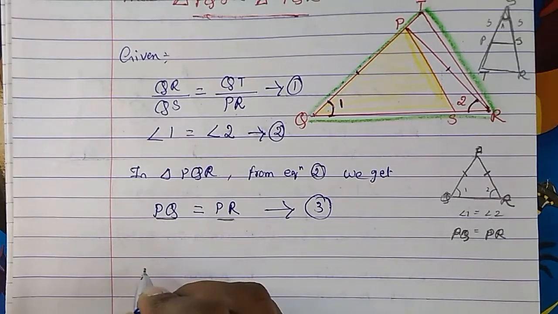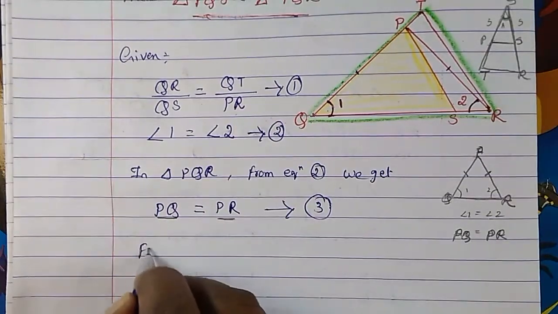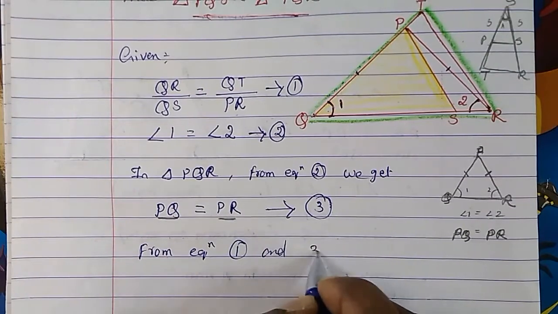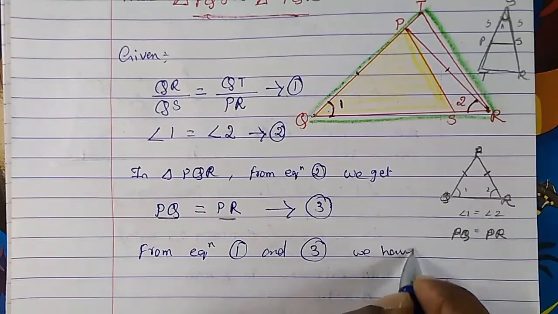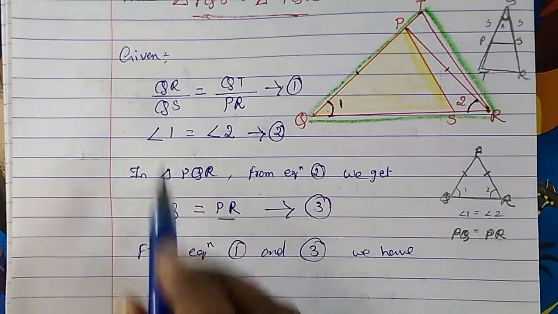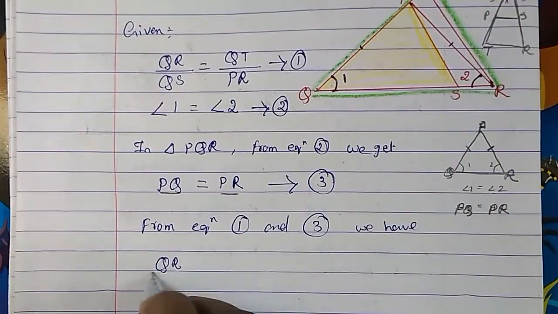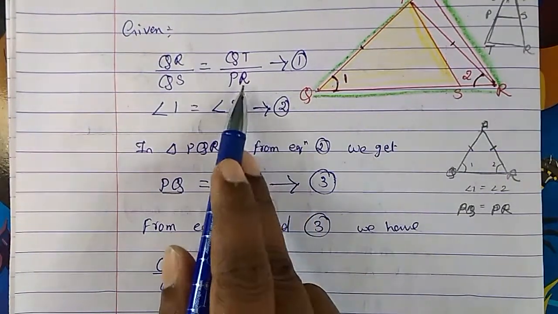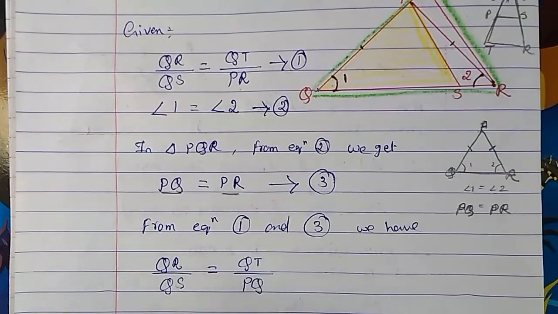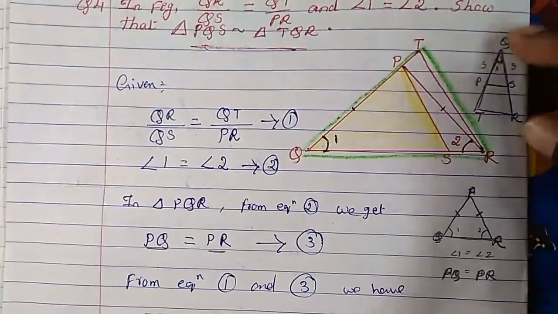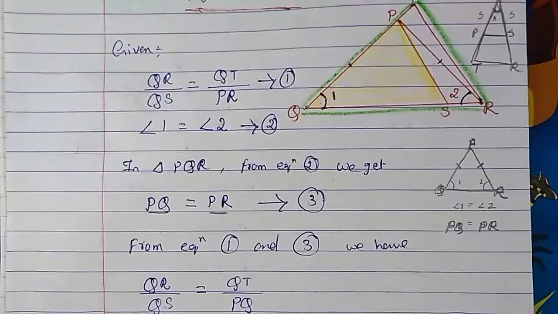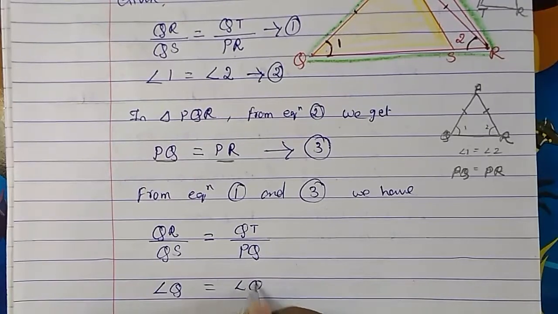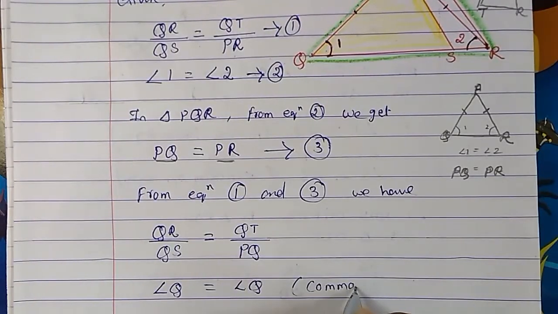So you can write down here, from equation 1 and 3 we have. So 1 and 3. So let us write down QR upon QS equal to QT upon, instead of PR let us write down PQ. So we are getting the ratio now, both the side ratios same, and angle Q is equal to angle Q because it is common.